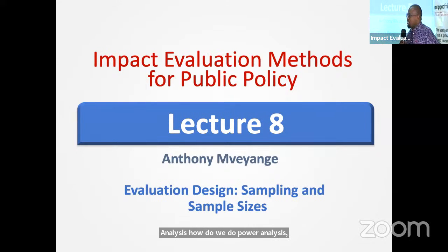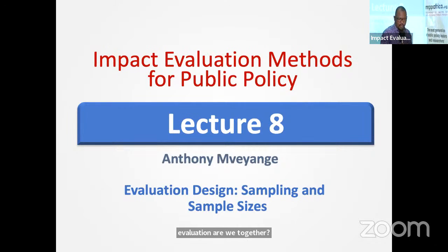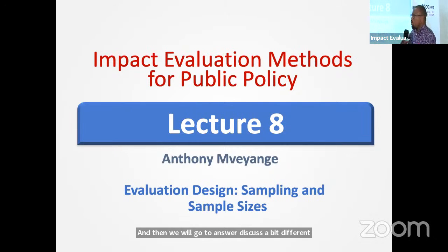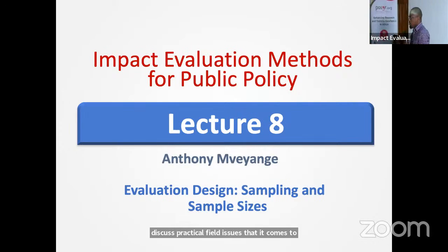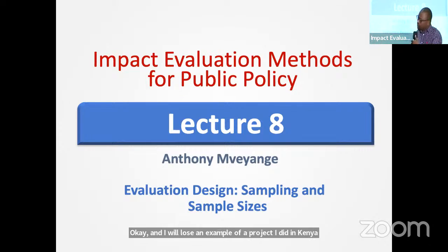Meaning, how do we decide how big the sample should be? In your study, you are designing, you want to collect a sample, and you are wondering how big my sample should be for an evaluation. Are we together? And then we will discuss a bit different sampling approaches. My intention is before lunch, we would also have a chance to discuss practical field issues when it comes to data collection. Okay? And I will use an example of a project I did in Kenya as a way of taking you through how we did it and what are the ethical issues you need to consider.